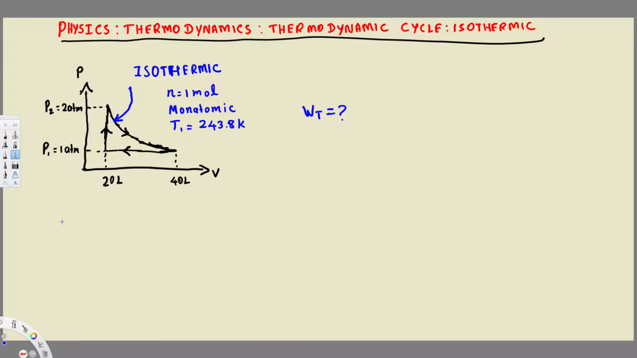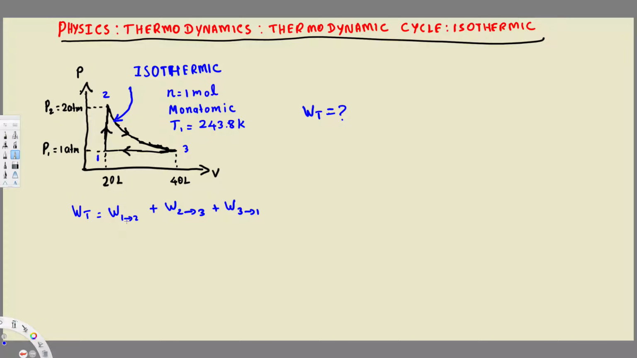To find the total work, we can add the processes. We have process one, two, and three. So let's say this is 1, 2, and 3. The total work is going to be equal to W1 to 2, and maybe putting an arrow makes it very clear, right? So W1 to 2 plus W2 to 3 plus W3 to 1. That's going to be the total work.